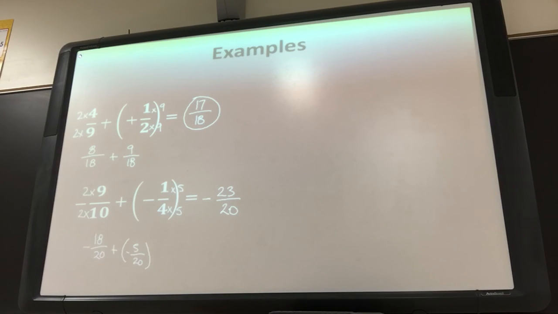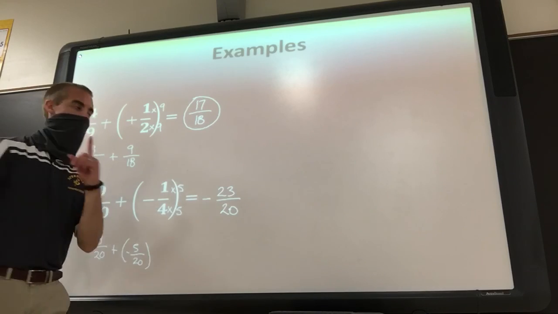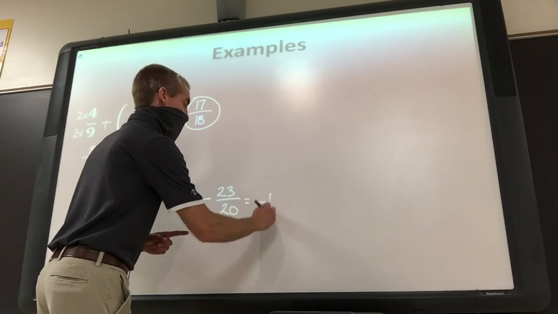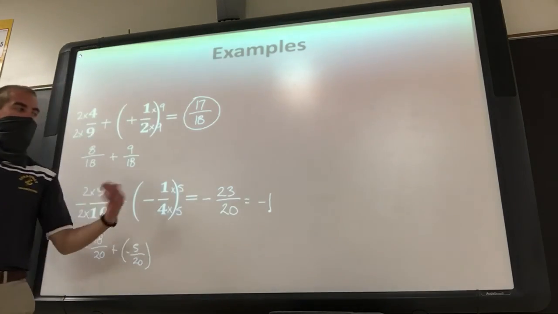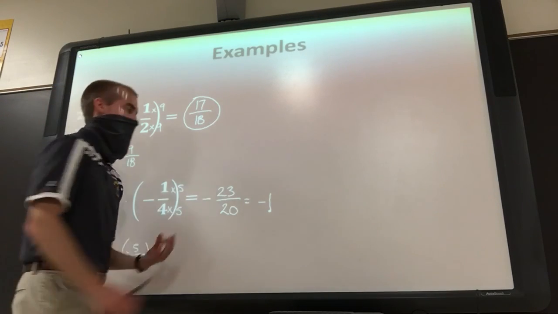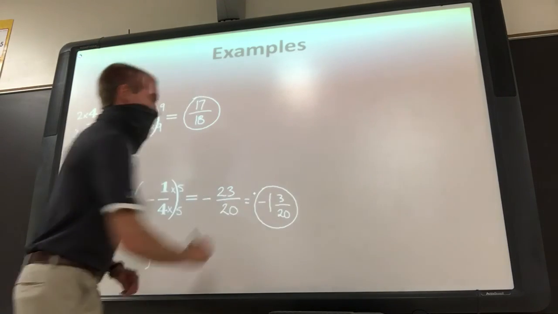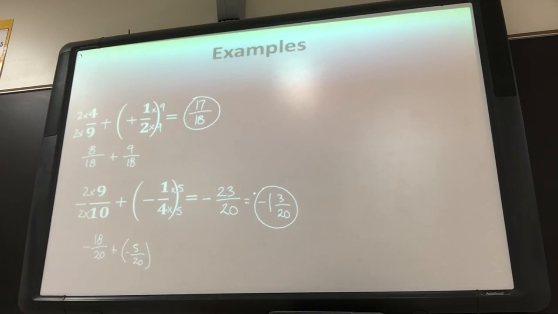Simplify it. How many times will 20 go into 23? Once. Keep that negative in front of it. If we take 20 away from 23, we're left over with 3/20. So our mixed number would be -1 and 3/20. So just use the same rules that we use for integers for fractions. Now, any questions?